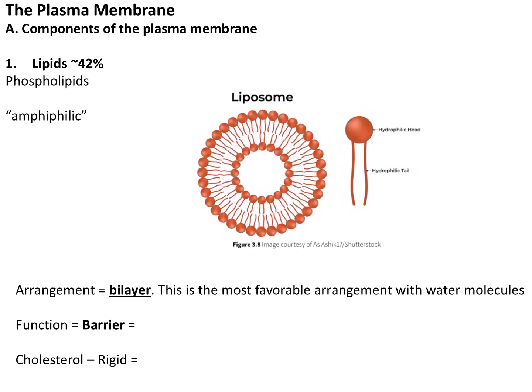We will talk about the plasma membrane. I want to start with the components of the plasma membrane. One of the major components of the membrane is lipids. The lipids found in the membrane are known as phospholipids and make up about 42% of the cell's plasma membrane.